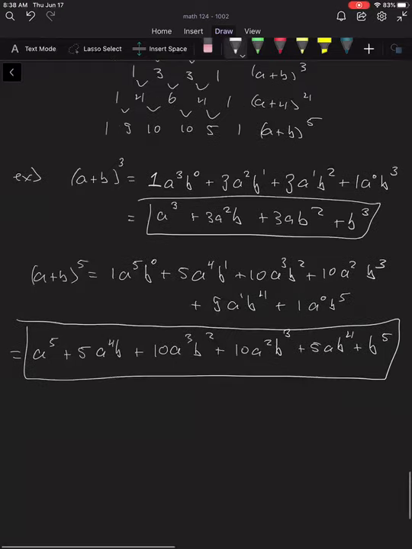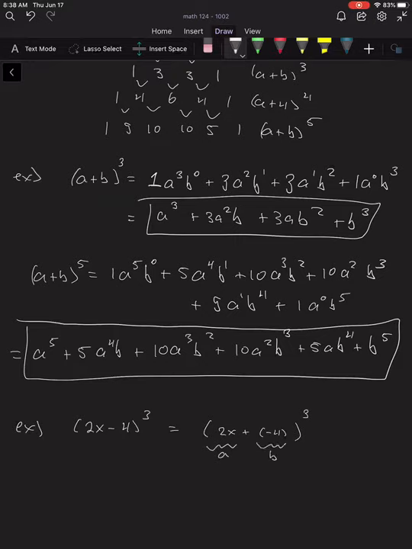So for example, let's say if we wanted to find something like this: 2x minus 4 to the third power. So above we have our a plus our b. It's maybe a little helpful to write a plus sign on the inside. So let's rewrite this inside as 2x plus minus 4 to the third power. Now this is our a, and this is our b.